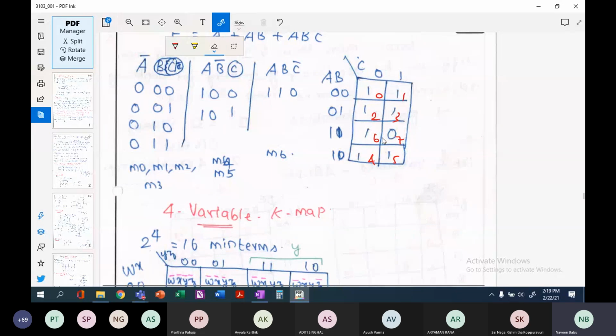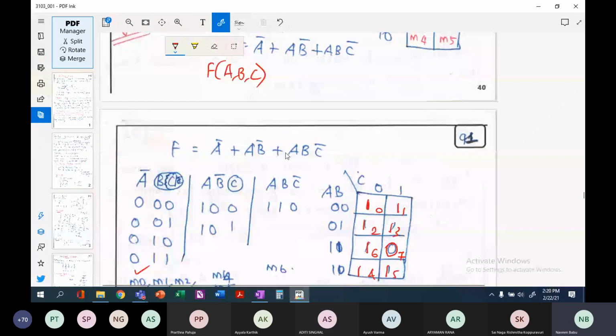This is 6 and this is 7. Okay. Now what are the main terms? M0, I have made an entry across M0. M1, I have made a 1. M2, 1. M3 is 1. M4 is 1. M5 is 1. M6 is 1. I don't have M7, so it is 0 here. Right? So this is how you fill the 3-variable K-map.